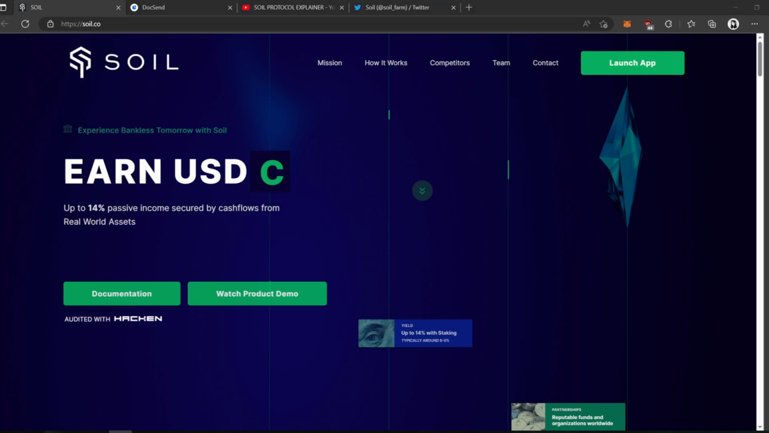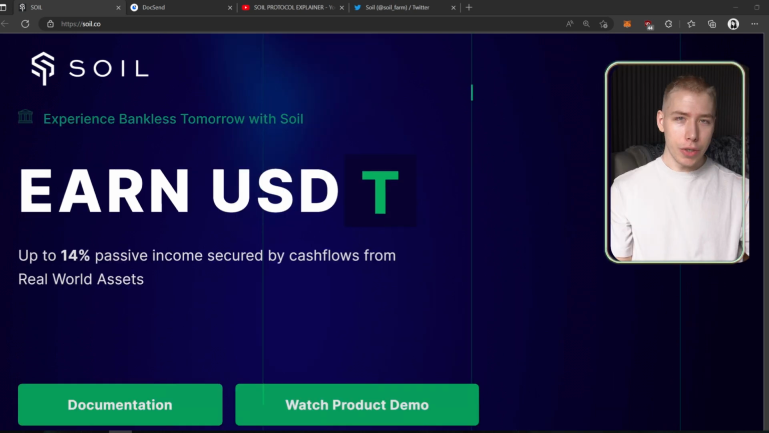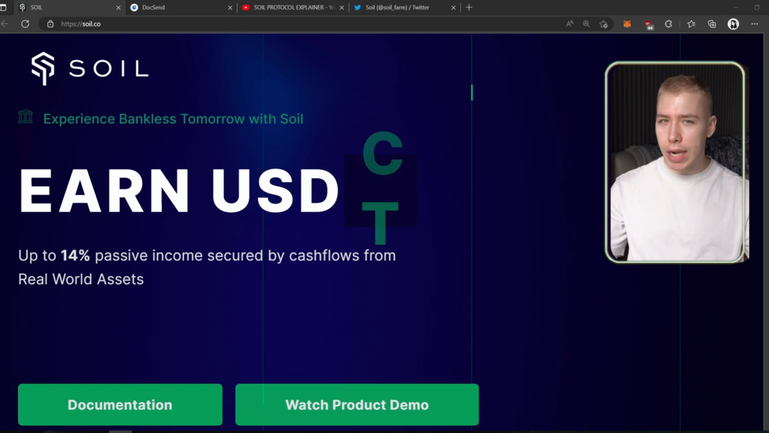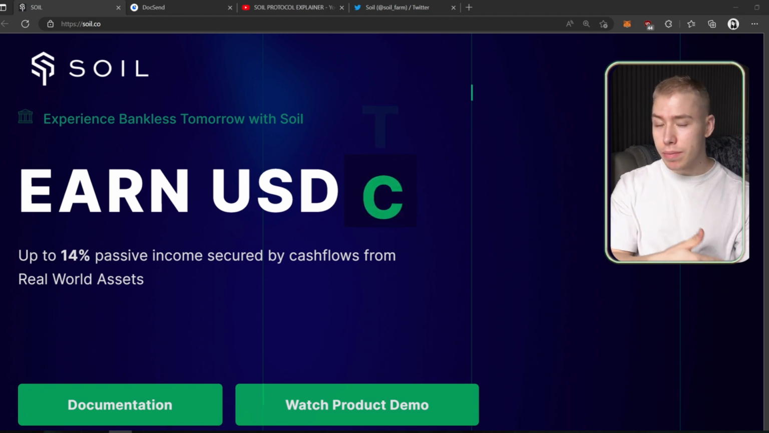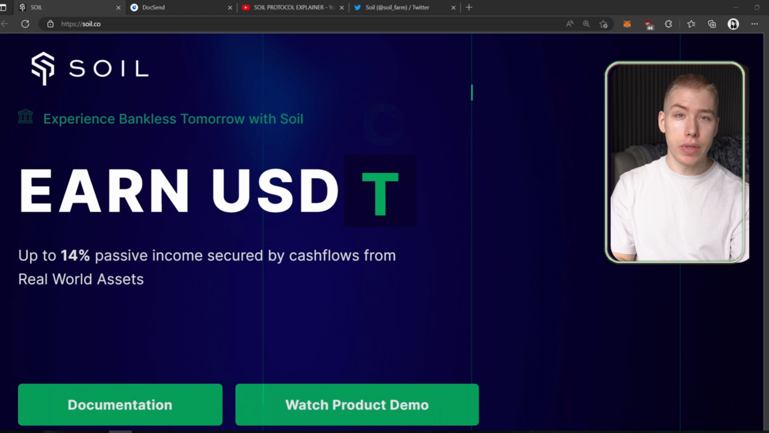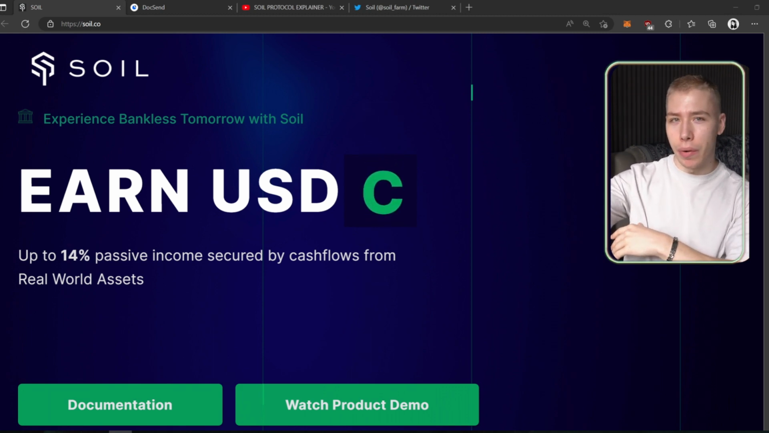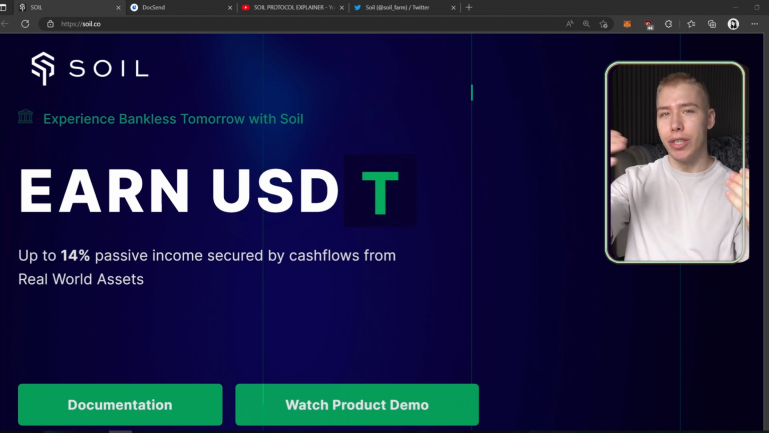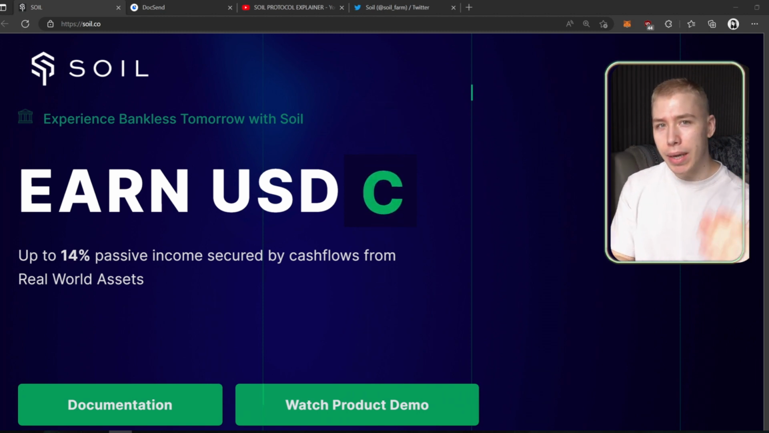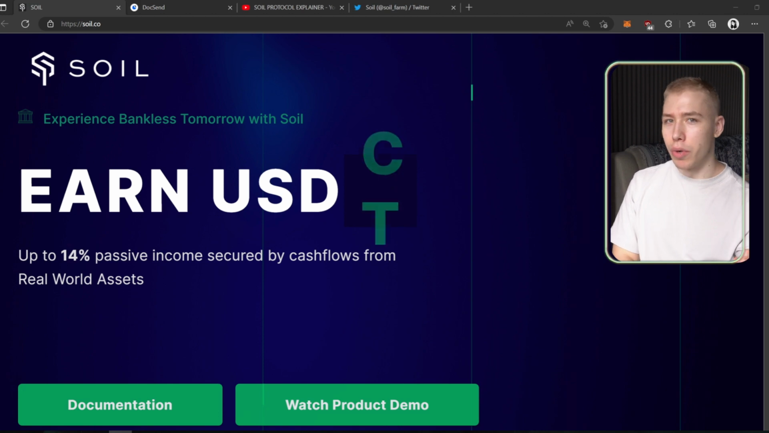You can see right here, you can earn USDT, USDC, up to 14% passive income secured by cash flows from real world assets. So instead of staking, let's say, stablecoins on other exchanges where you might get like 4 or 5% maximum, you could lock it on the site and get like 10%, 12%, 14%. They take the money and lend it out to people in real life. And when they pay back their loan, they pay a higher percentage than the yield that you get. The money made in between is the money that Soil makes, which not just allows them to reward you with quite a lot, but also handle everything in a secure way.